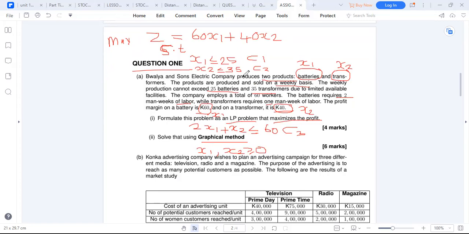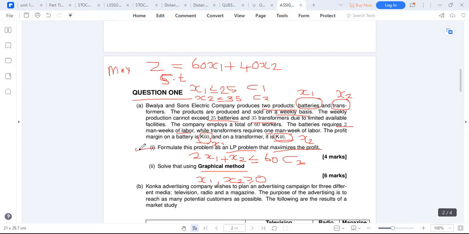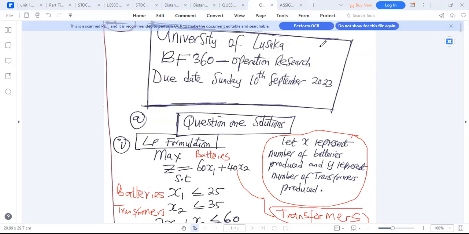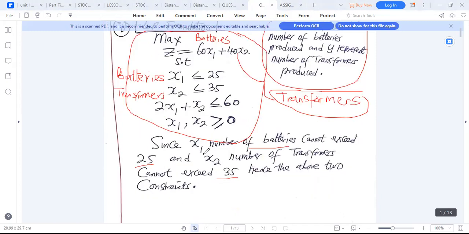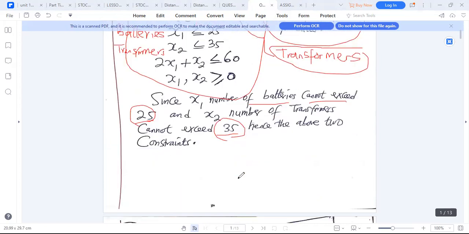So this is how we got our LP problem for us to use as we try to solve. This is the first step, formulating the LP. LP simply means linear programming, or linear program. Then what next is that we need to solve. Now solving, we need to do it graphically. After coming up with this LP formulation, X1 represents batteries that cannot exceed 25, and X2 represents transformers that cannot exceed 35. So we have that objective. From there now we can solve.